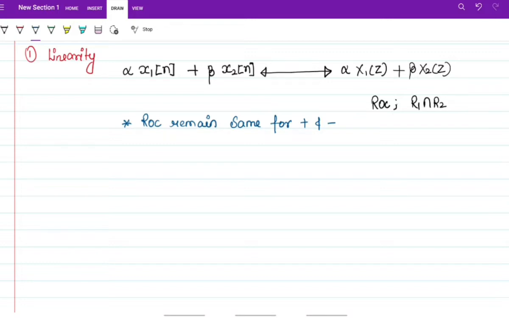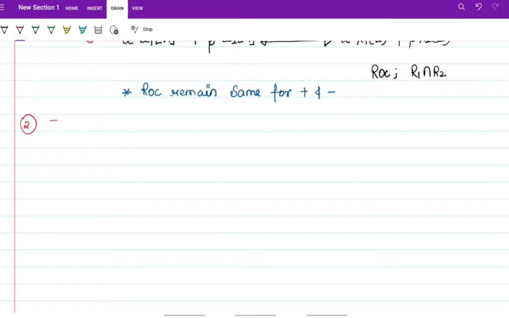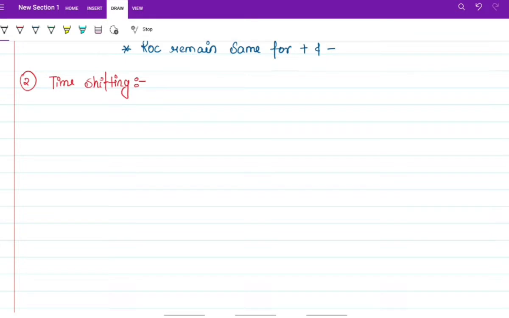Now the next property is time shifting. According to this property, if the Z transformation of x of n is x of z and ROC is R, then the Z transformation of x of n minus n naught will be equal to z to the power minus n naught into x of z. So whatever amount we shift, we will see that in the exponent here. And what about ROC? ROC is not going to change, but there is some condition for that. We'll see that also.